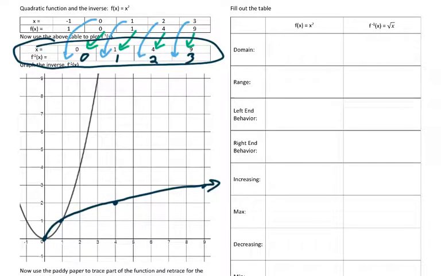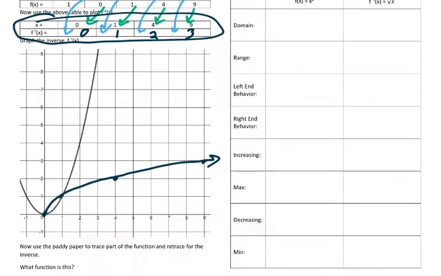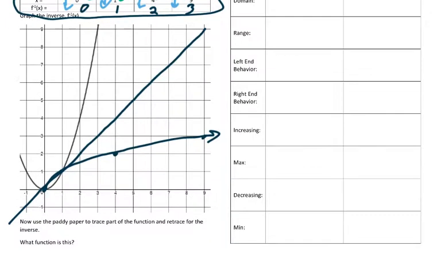We did this before with the patty paper. Obviously, I can't use patty paper on this, where you can see it reflect over the y equals x line. Okay. And this is the function f of x equals radical x, the square root of x.